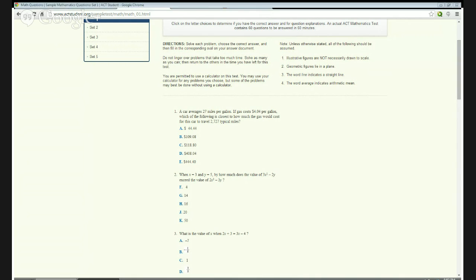So the first thing we want to do is plug in some numbers. They tell us what x is and what y is, so we're just going to plug in 3 for x and 5 for y. That's going to give us 3 times 3 squared minus 2 times 5, and when we work that out, that gives us 17. Then we do the same thing, plug in 3 and 5. So we get 2 times 3 squared minus 3 times 5. That gives us 18 minus 5, and that equals 3.